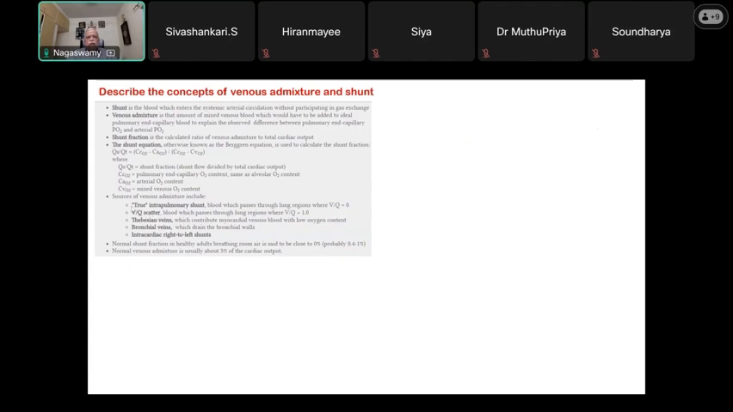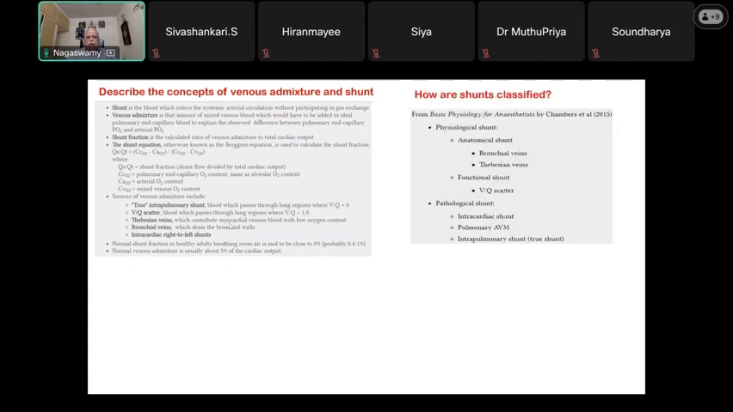Whereas in VQ scatter or other areas, some amount of oxygenation would have happened. And how is shunt classified? You can classify as physiological shunt, which is again anatomical shunt due to bronchial and Thebesian veins, and functional shunt, which is a VQ mismatch or scatter. Pathological conditions are the intracardiac shunt, pulmonary AV malformation, or intrapulmonary shunt, which is a true shunt. All these are structural abnormalities.